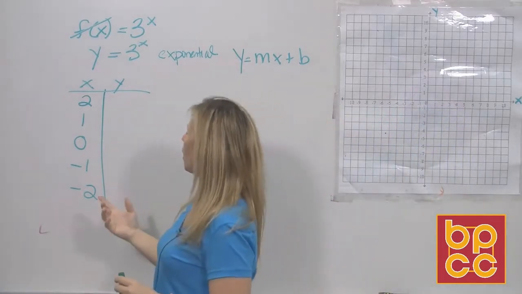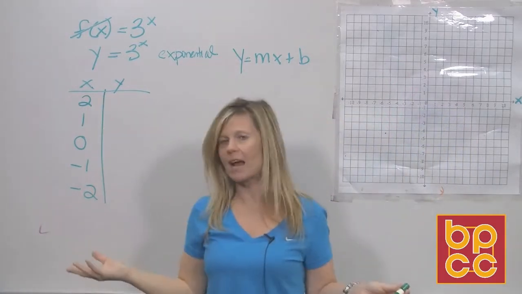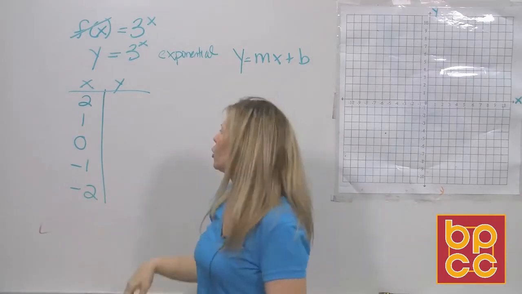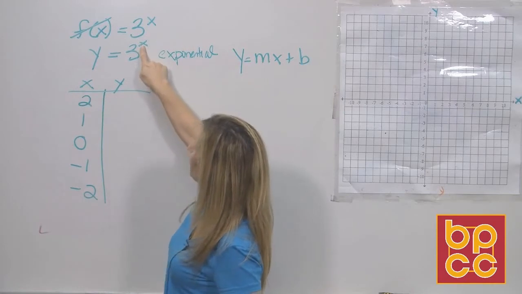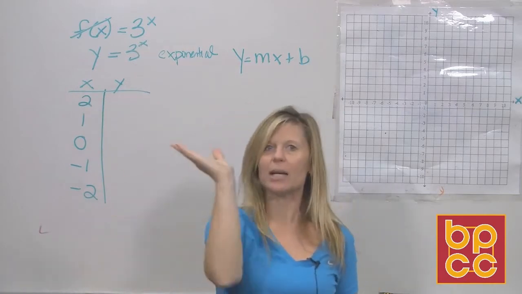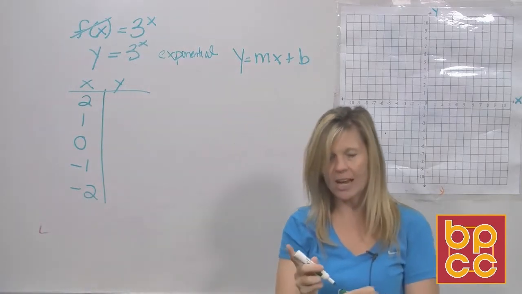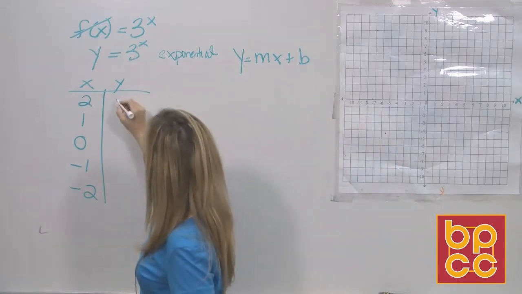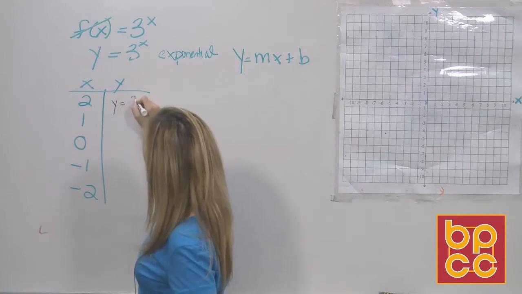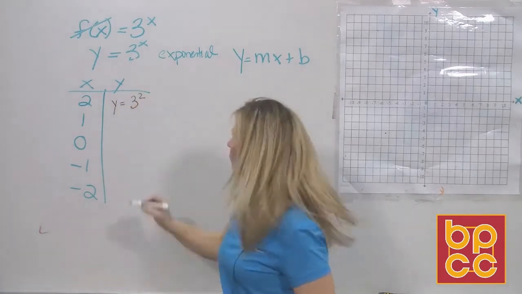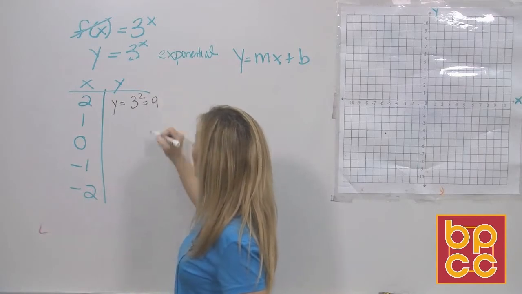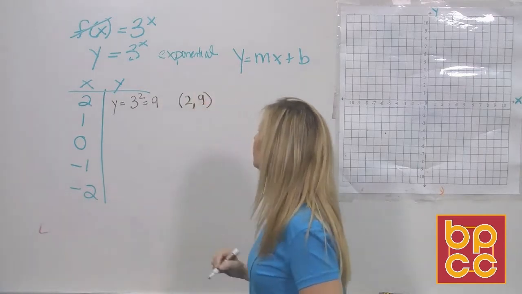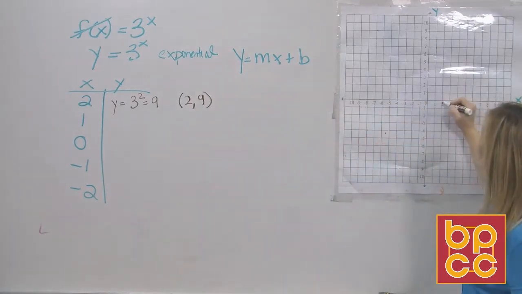So what we're going to do is we just pick these numbers arbitrarily out of the air. That's fine. That's what's great about a t-table. You can pick anything you want. You're going to take each one of these numbers and substitute in for x in the equation like we did modules ago to get your y value. So here we get y equals 3 squared. Well, we all know what 3 squared is. It's 9. So now you've made an ordered pair, 2, 9. Let's go plot that. 2, 9.